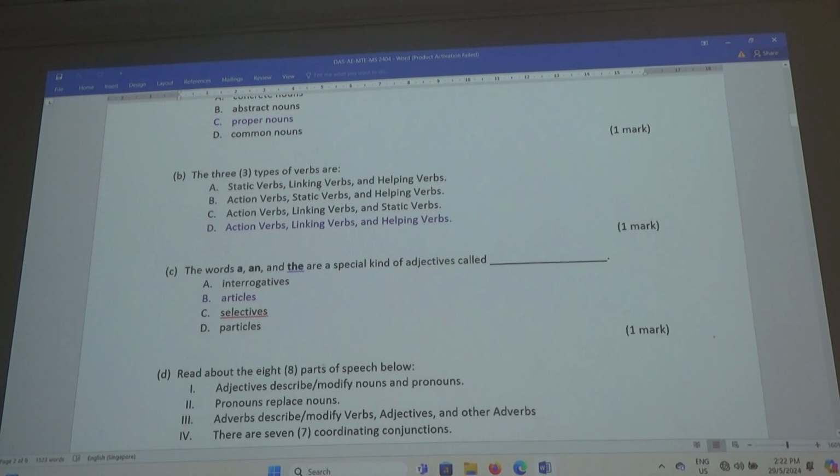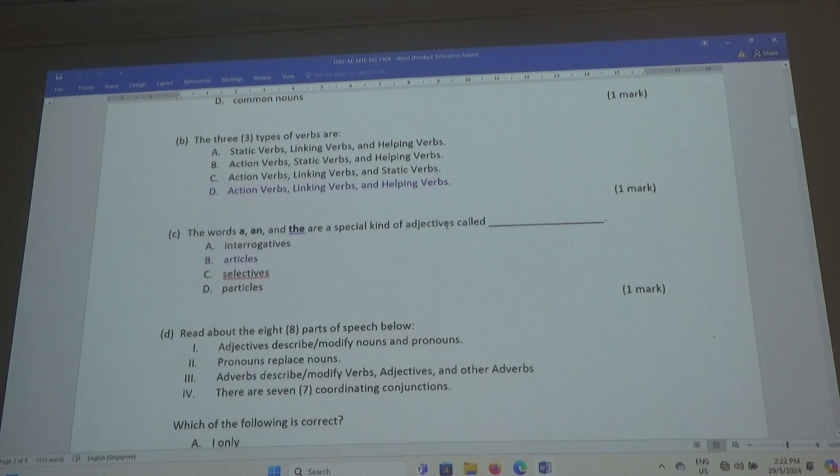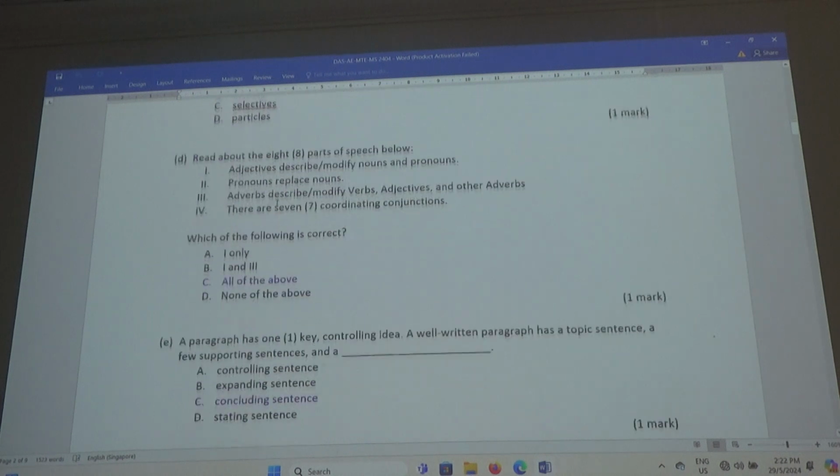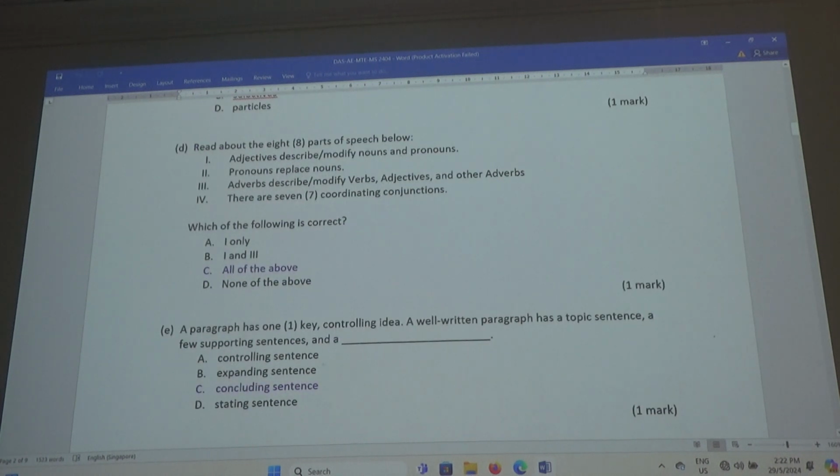The three types of verbs are action verbs, linking verbs, and helping verbs. Anything else wrong? You should know. Come on. And "the"? Of course, they are articles. Is that clear? Yeah, articles. Can I see the color? Purple color. Is that okay? Articles.